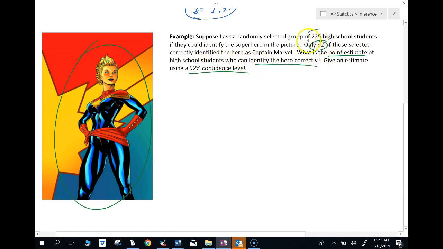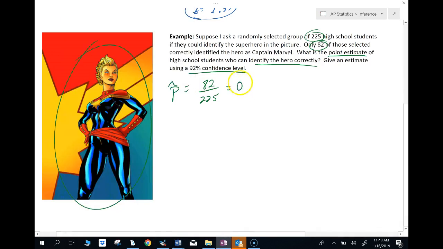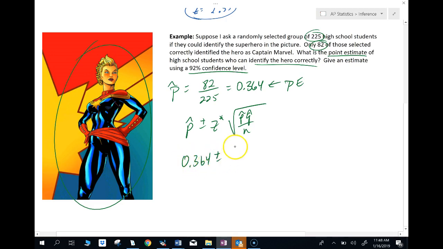Well, my point estimate p hat is 82 over 225. Let's do that real quick in my calculator. 82 divided by 225 is 0.364. So there's my point estimate. Since I'm on a confidence interval, I'm going to go p hat plus or minus z star times the square root of p hat q hat over n. So p hat is 0.364 plus or minus z star. I need a z star for 92% confidence.